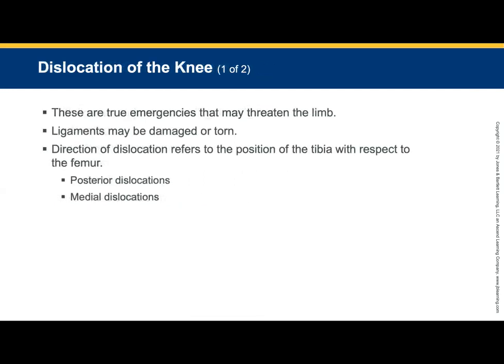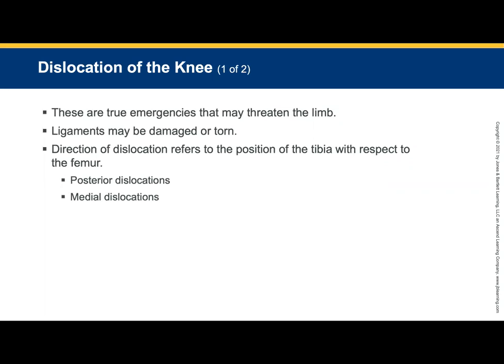These are true emergencies that may threaten the limb. When the knee is dislocated, the ligaments that provide support to it may be damaged or torn because it can't support it in the position that it's in, so it may tear more as you go down the road. Always check for distal circulation before taking any further steps. The direction of dislocation refers to the position of the tibia with respect to the femur. Inline position is what we need.